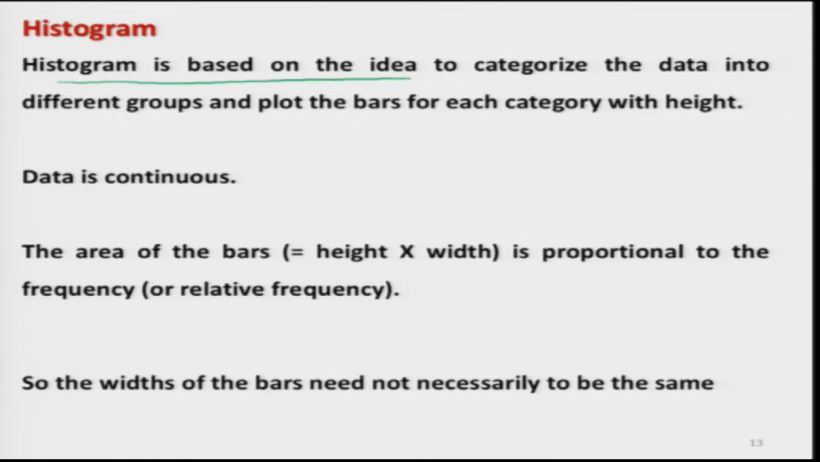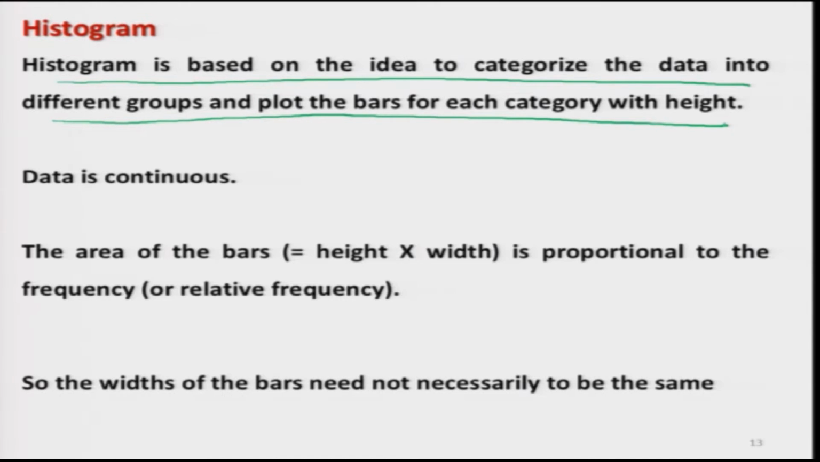So, histogram also first tries to categorize the data into different groups, and then it plots the bars for each category, and in this case the data is always continuous, or I would say that whenever the data is continuous, please plot a histogram. Now, there is a difference between the bar plot and histogram. You may recall in the case of a bar diagram, I had told you that the height of the bar is simply proportional to the frequency or relative frequency.